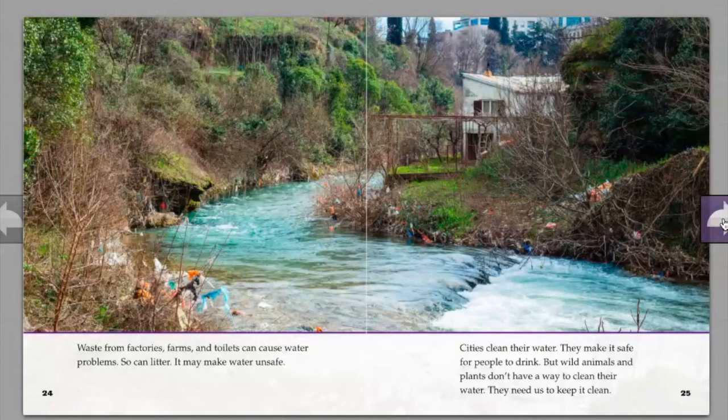Waste from factories, farms, and toilets can cause water problems. So can litter. It can make water unsafe. Cities clean their water. They make it safe for people to drink. But wild animals and plants don't have a way to clean their water. They need us to keep it clean. Do you see all this garbage? This is not good because it pollutes the water and makes it unsafe.